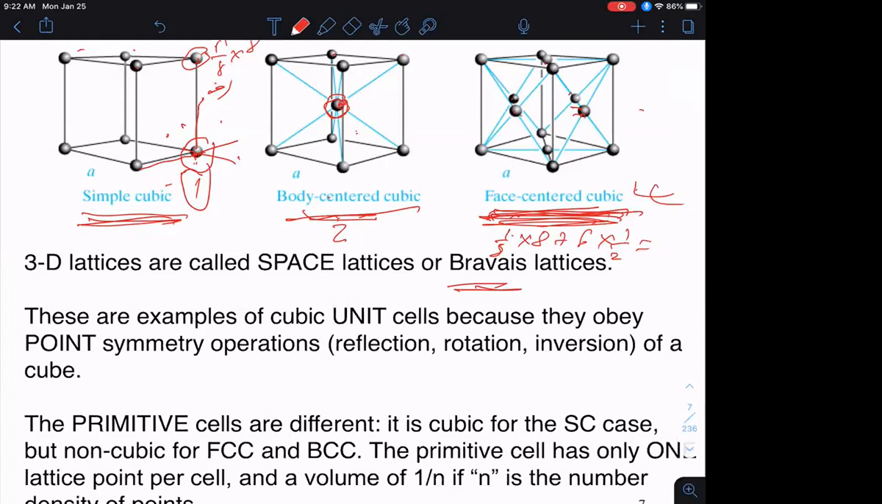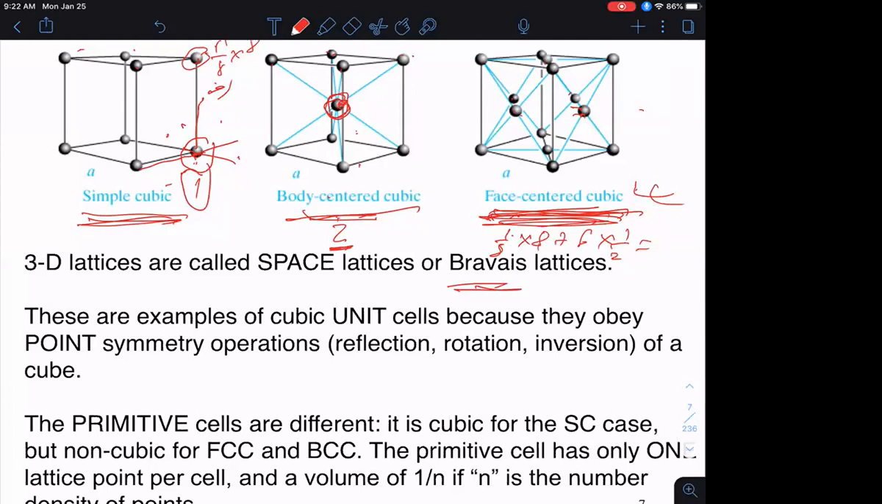In addition to the ones at the corner. So how many lattice points do I have in the case of the body-centered cubic? I have 2, because I got the 8 corner ones times 1/8. So that gives you 1, plus the 1 in the middle, which counts fully, right? How about for the FCC?